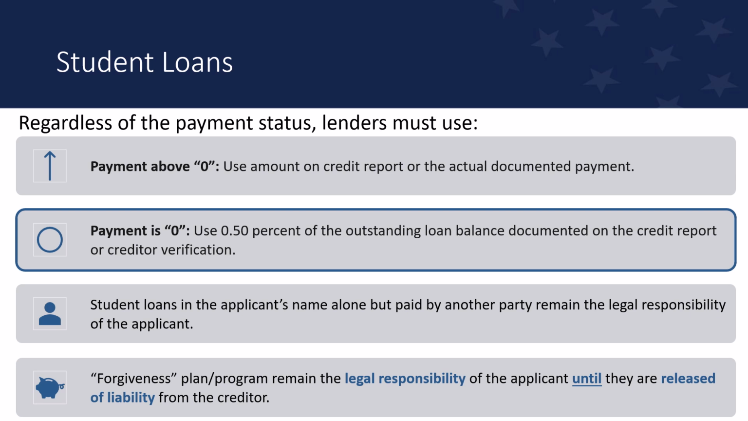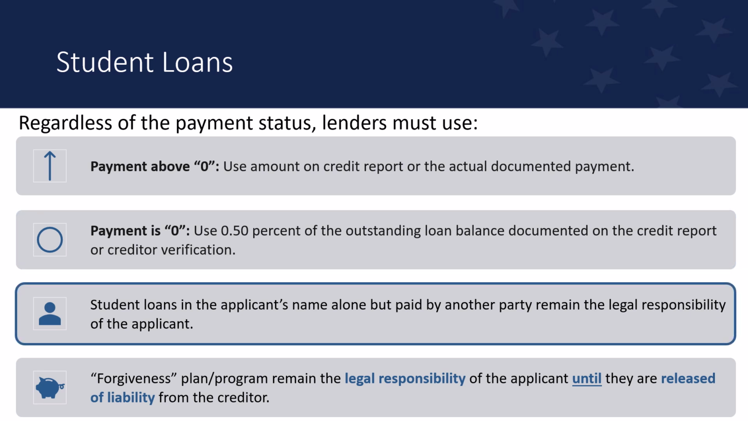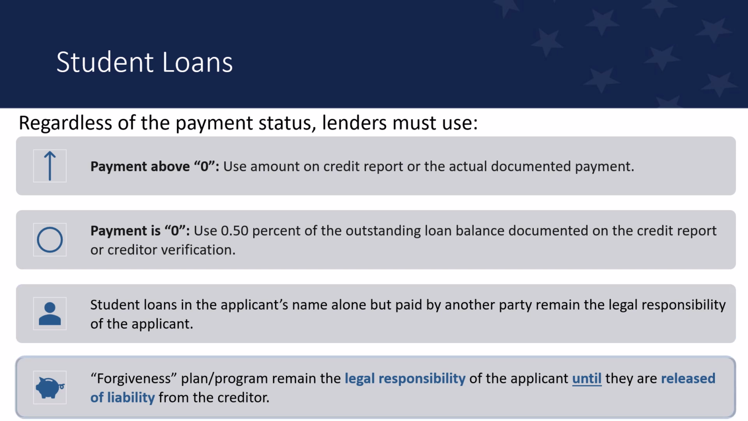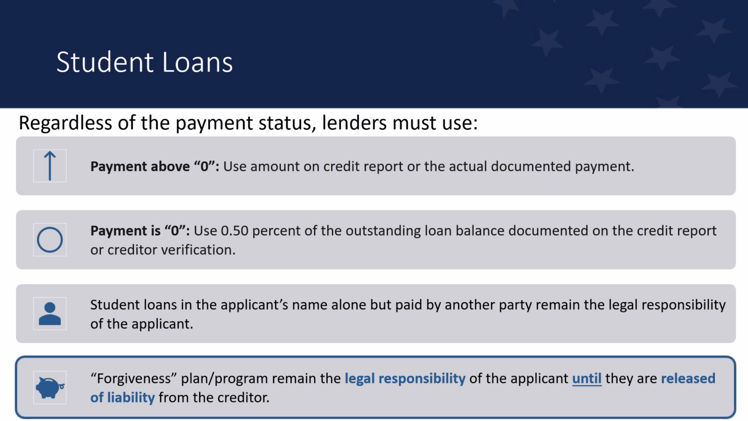creditor verification. Student loans in the applicant's name alone, but paid by another party, remain the legal responsibility of the applicant. Student loans in a forgiveness plan or program remain the legal responsibility of the applicant until they are released of liability from the creditor. In these cases, the applicable payment must be included in the monthly debts.